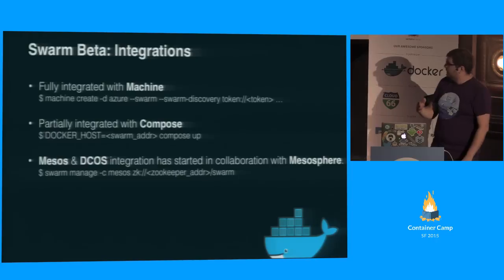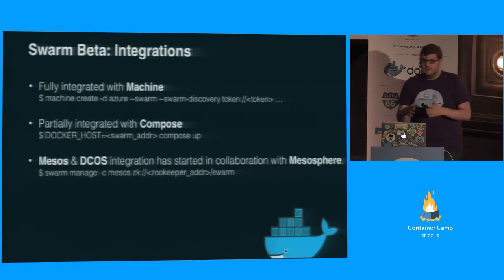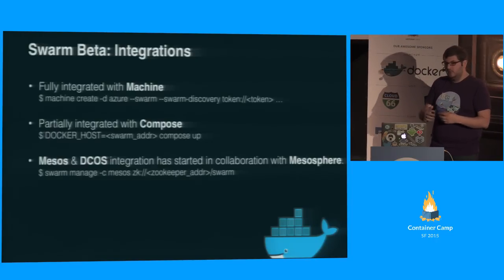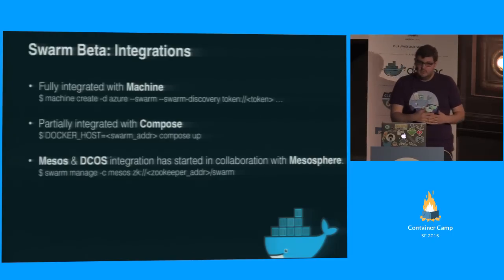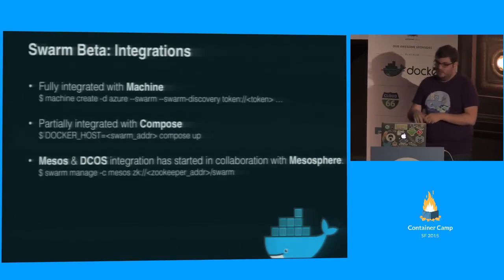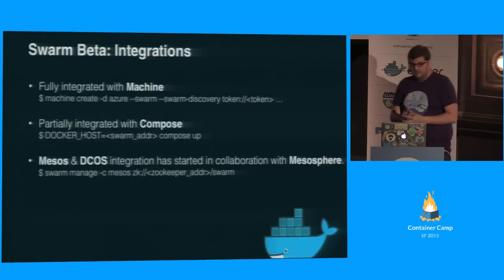We said partially integrated because for now we still have a few things to fix. For example, when you link 2 containers, they end up on the same machine. It's because of the way links work today in Docker, but Docker is working on that, and the networking in Docker will evolve pretty soon.